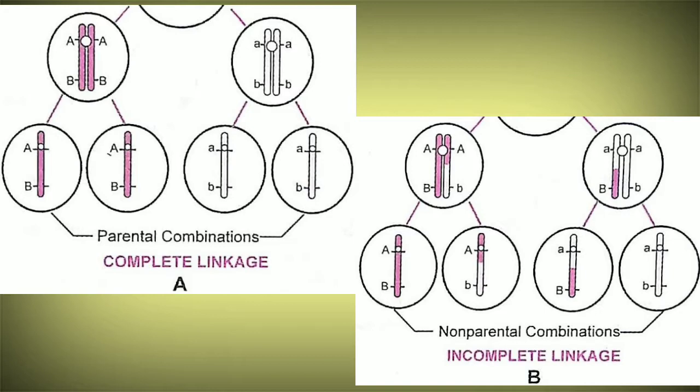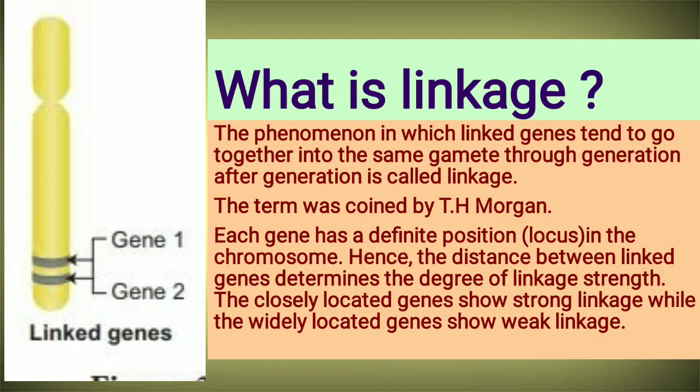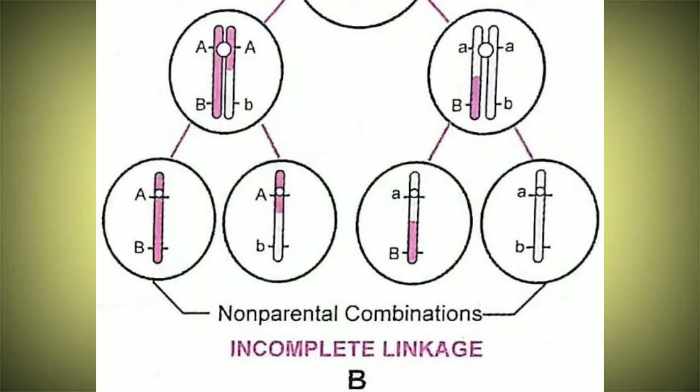As you know, the genes present in the chromosomes are arranged in a linear fashion, and during crosses, the combination of the parental genes appears to remain together generation after generation, and that we call linkage. But this linkage is disturbed by a phenomenon called crossing over.